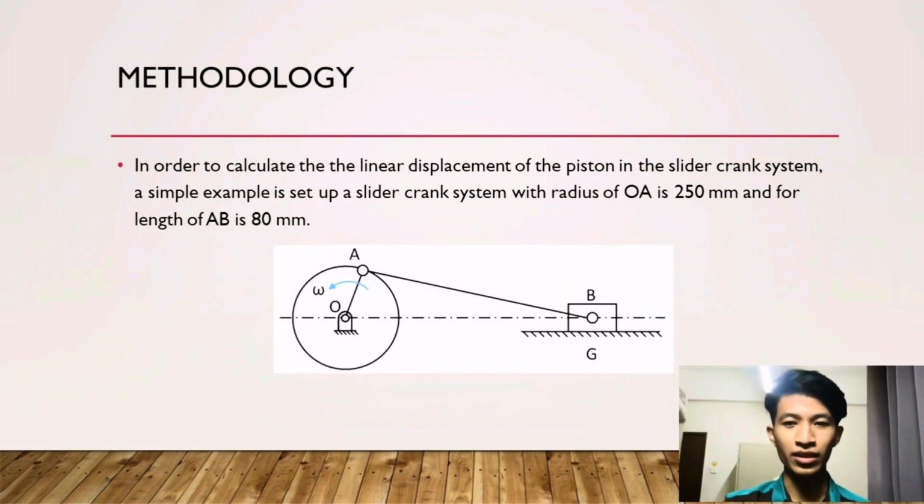The next one, the methodology of the mini project. In order to calculate the linear displacement of the piston in the Slider-crank system, my group set up a Slider-crank system with a radius OA of 250 mm and a length AB of 80 mm. This is the figure of the example for the Slider-crank mechanism.